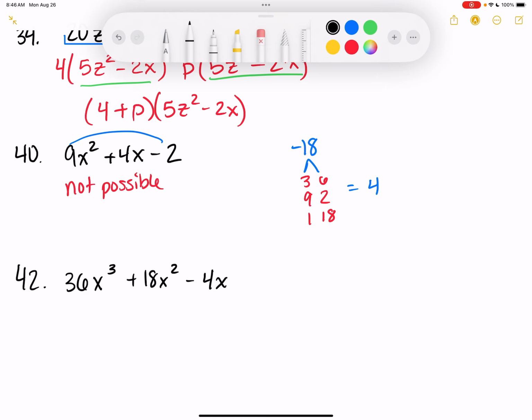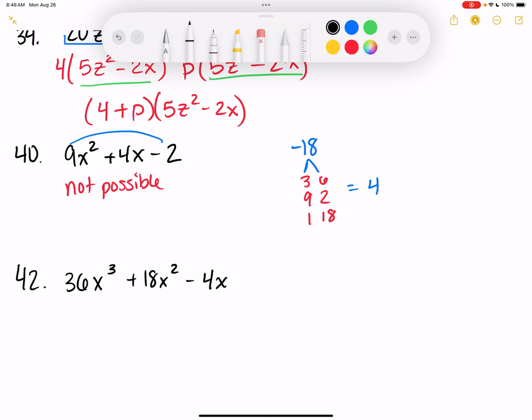Now, what do you notice about this problem specifically compared to the other ones? There's a cubed. What else? Yep, every term has an x. So I don't have a special factoring method that works for that. However, I do know how to factor out the greatest common factor. And so I am going to do that.